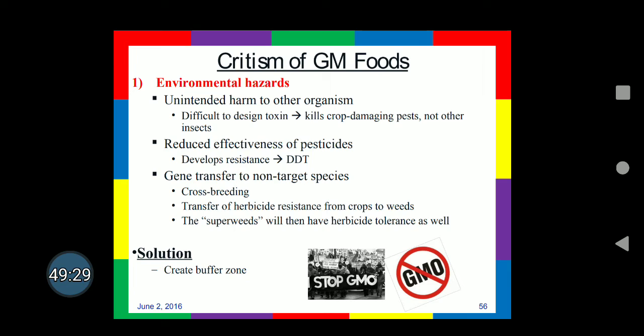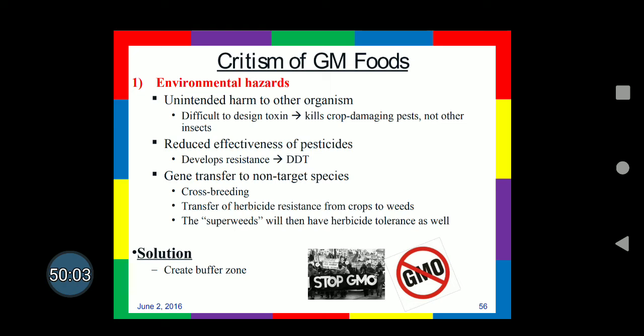Environmental hazard: unintended harm to other organisms. It is difficult to design a toxin that kills only the pests and insects damaging the crops. There is reduced effectiveness of the pesticide; resistance develops, as it did for DDT. Gene transfer to non-target species through crossbreeding: the transfer of herbicide resistance from crops to wheat means the super weeds will have herbicide tolerance further.